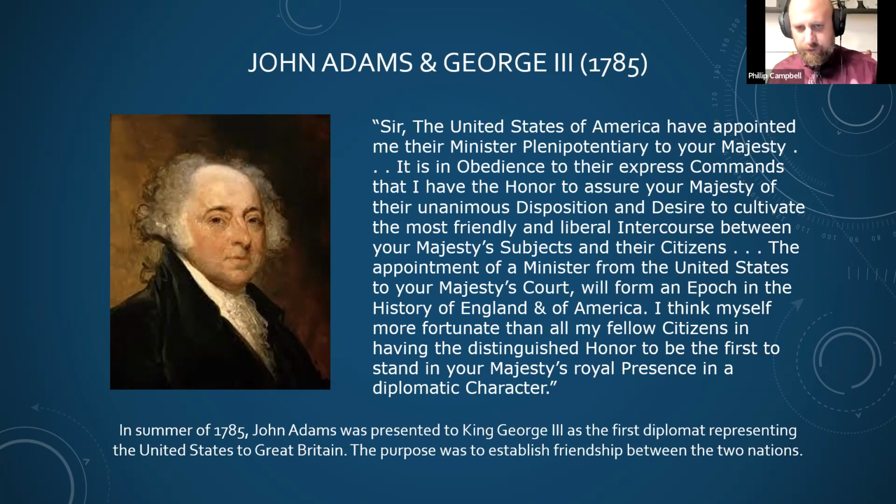John Adams came into George III's presence in the audience hall and said, "Sir, the United States of America have appointed me their minister plenipotentiary to your majesty. It is in obedience to their express commands that I have the honor to assure your majesty of their unanimous disposition and desire to cultivate the most friendly and liberal intercourse between your majesty's subjects and their citizens. The appointment of a minister from the United States to your majesty's court will form an epoch in the history of England and of America. I think myself more fortunate than all my fellow citizens in having the distinguished honor to be the first to stand in your majesty's royal presence in a diplomatic character." Very nice speech from Adams.